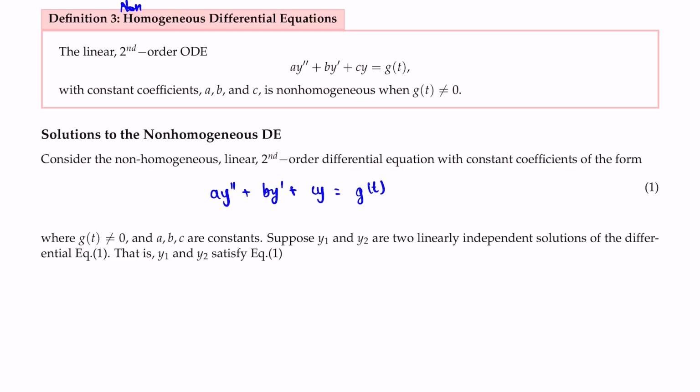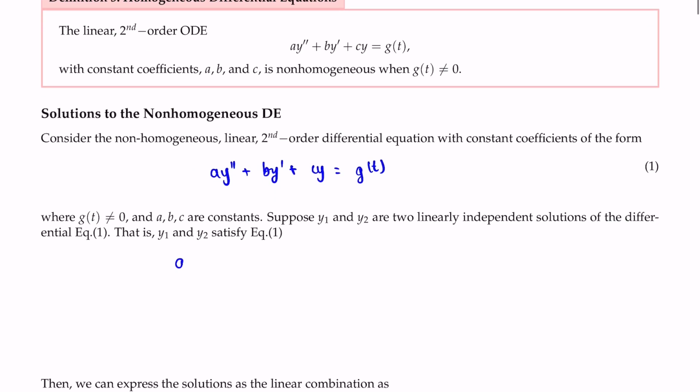Now, similar to the case of homogeneous equations, let's assume that you have two solutions, and the two solutions are linearly independent, or they form a fundamental set of solutions. Then y1 satisfies the differential equation, and y2 has to satisfy the differential equation as well. So that is, you have a times y1 double prime plus b times y1 prime plus c times y1 equal to g of t. Similarly, you have a times y2 double prime plus b times y2 prime plus c times y2 equal to g of t.